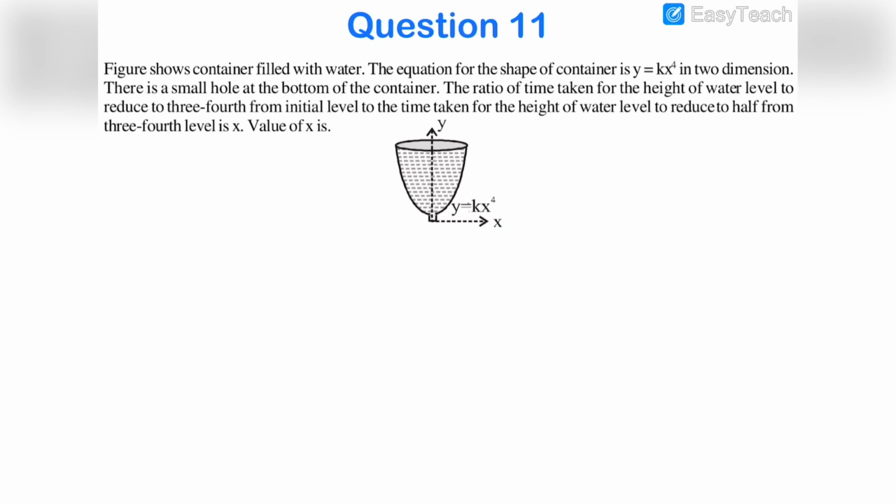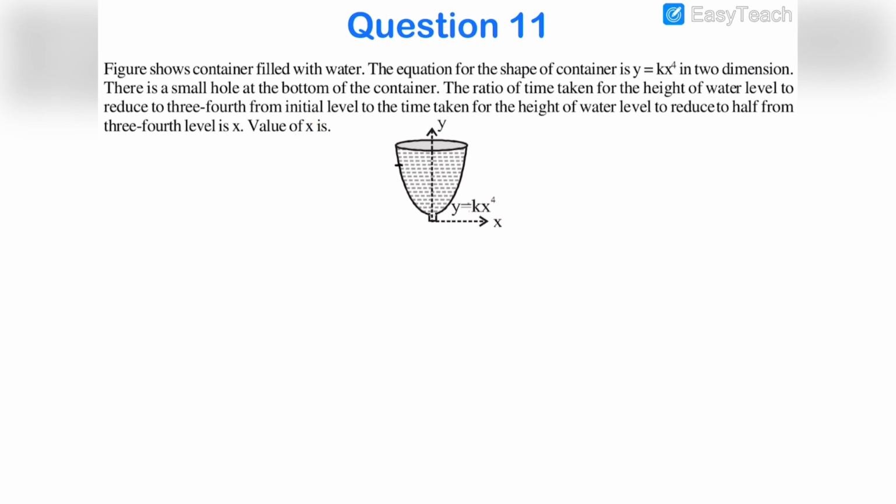In this question, you can see that there is a container filled with water, and this container has a boundary which has an equation of y is equal to kx to the power 4. And there is a small hole at the bottom of this container, and water is leaking out from this hole. So we have to find the ratio of the time taken by the water to reduce to 3/4 of the initial level, and the time taken by the water to reduce to half from the 3/4 level. We have to report the value of this ratio as x.